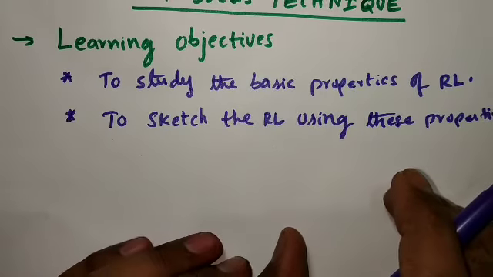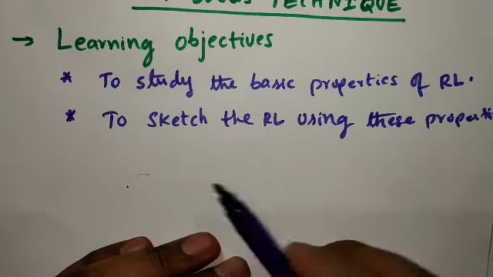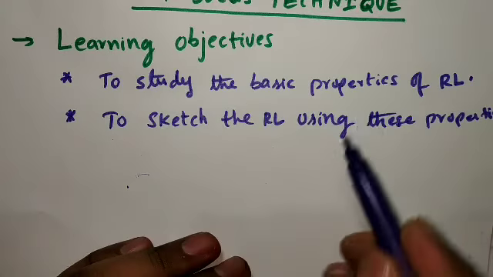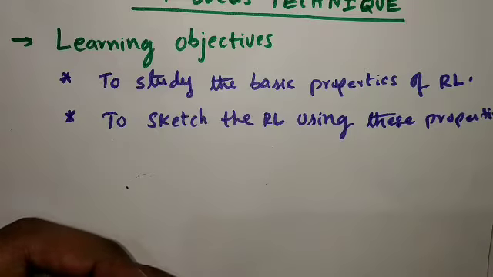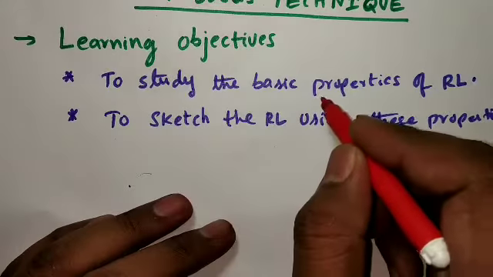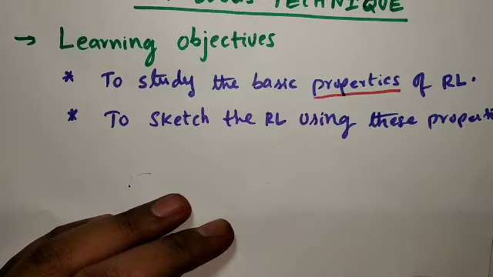First, the learning objectives. At the end of this unit, you will be able to study the basic properties of root locus, and second, sketch the root locus using these properties. There are 9 properties, 9 rules. First we study these 9 rules, and after that, with the help of these rules, we are going to construct the root locus.